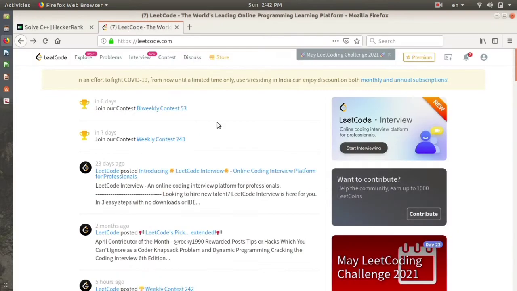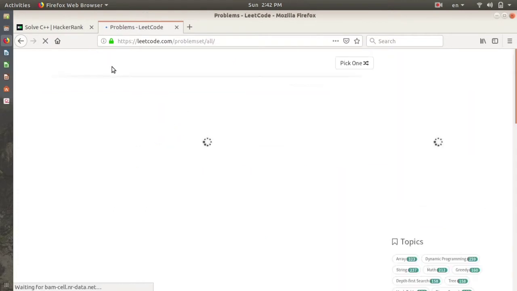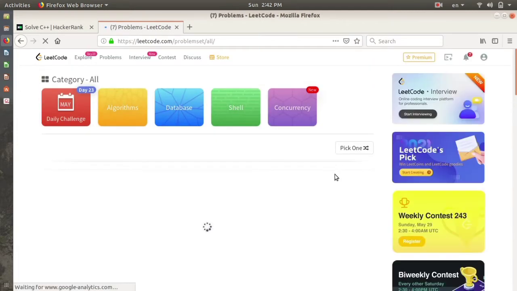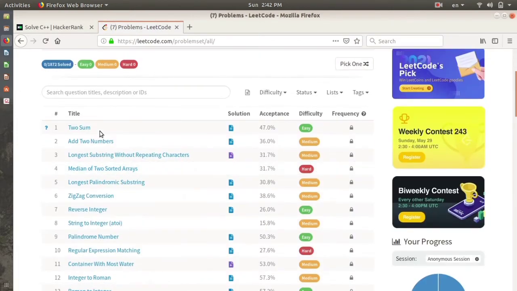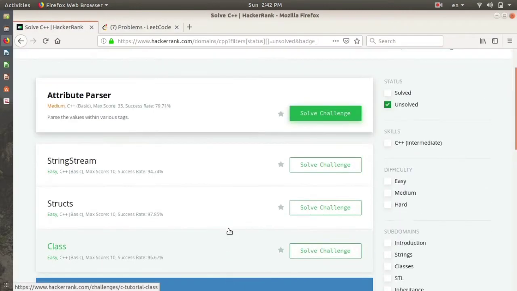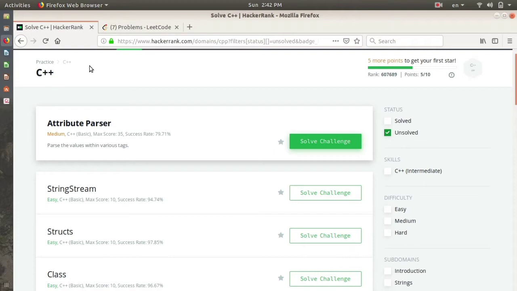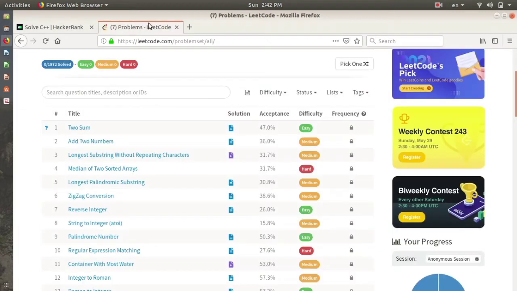Okay, now let me go to LeetCode and show you the problem interface of LeetCode. Yeah, this is the problem interface of LeetCode and this is of HackerRank. So the first thing I can say is, if you are a beginner and you have started coding, then you should try HackerRank, because in HackerRank you have got some easy puzzles to solve. But if you're okay with programming, like you have a lot of experience, then you should try LeetCode, because it has got some advanced level programs. So if you're a beginner, try HackerRank.